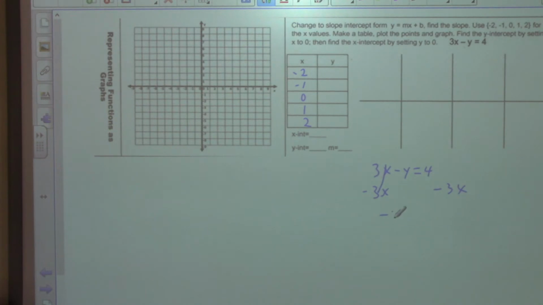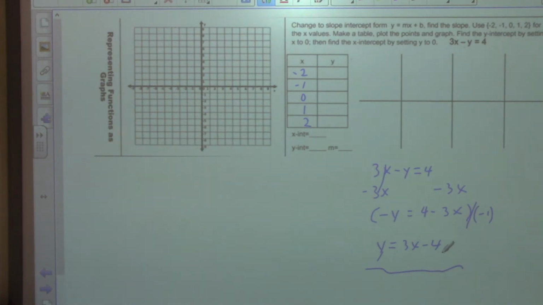And so we have left negative y equals 4 minus 3x. And then what? Divide by negative 1. Okay, very good. So if we divide, I'm going to put a diagonal slash there, divide by negative 1. So we get y equals 3x minus 4. So now we have this, and by the way, it says change to slope-intercept form. There it is, right? So that is our slope-intercept form, isn't it?